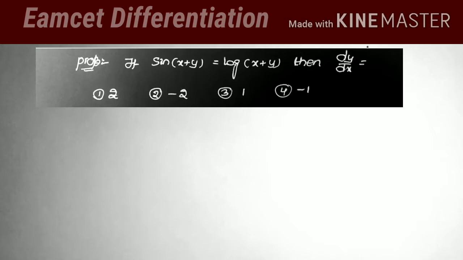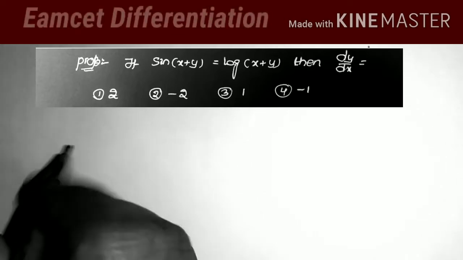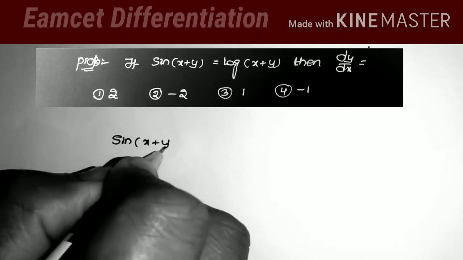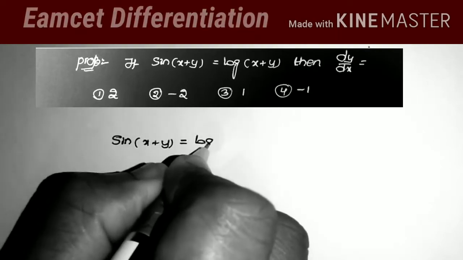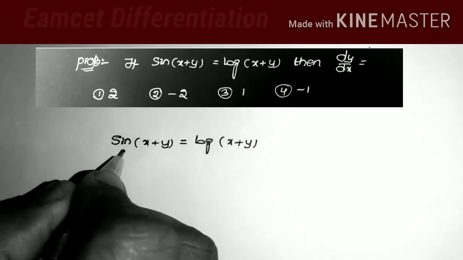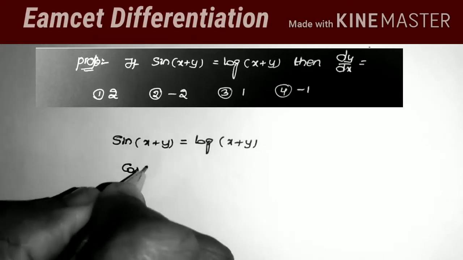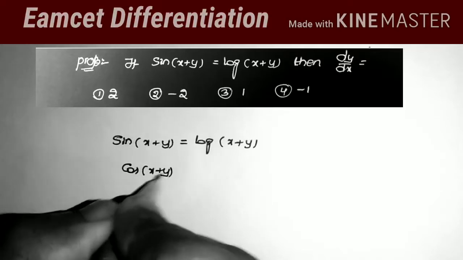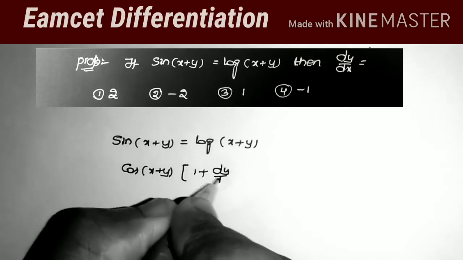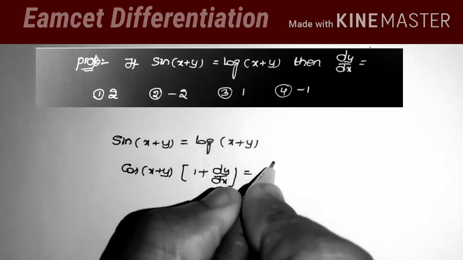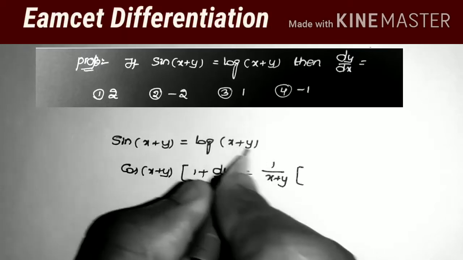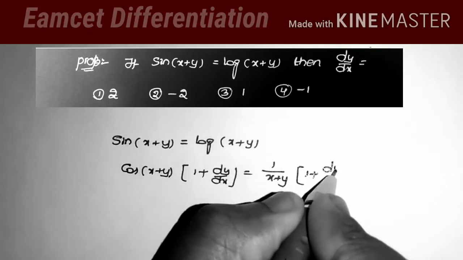Next problem: if sin of x plus y is equal to log of x plus y, then what is the value of dy by dx? Given that sin of x plus y is equal to log of x plus y, we want the dy by dx value. Just doing the derivative, the derivative of sin of x plus y is cos of x plus y into the derivative of x, which is 1, and of y, which is dy by dx, is equal to the derivative of log of x plus y, which is 1 by x plus y, into again the derivative of this value, 1 plus dy by dx.